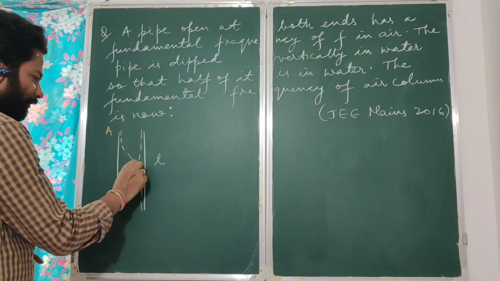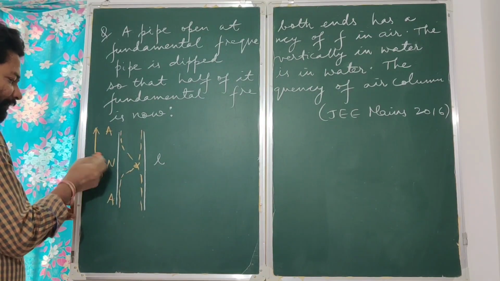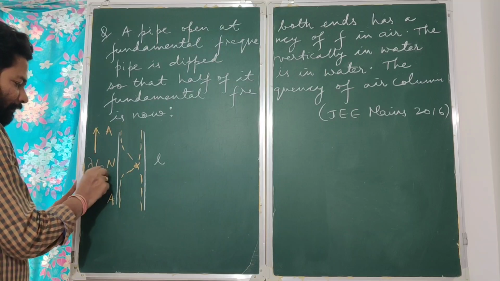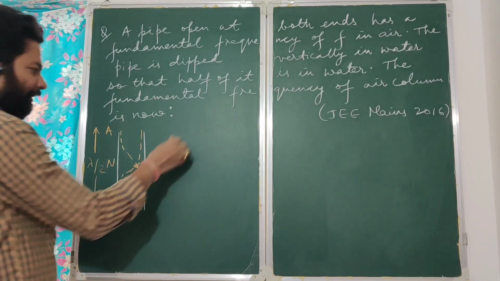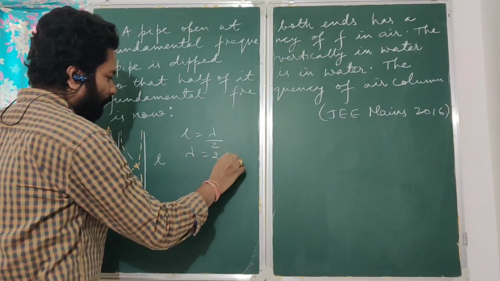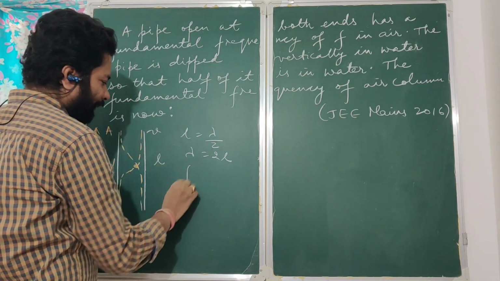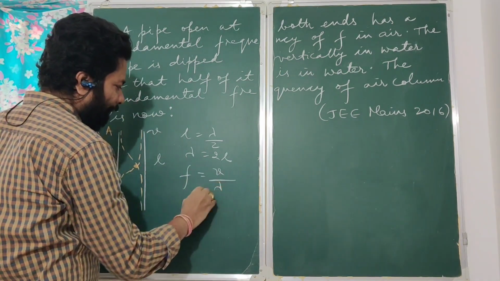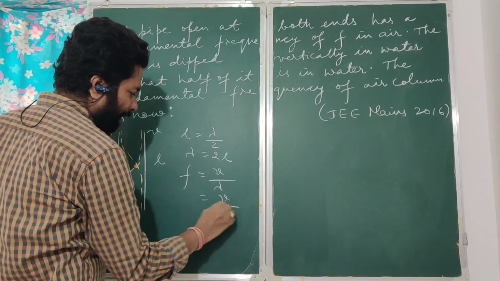And here you will get, this is your node, again antinode. So between two successive antinode or node, the wavelength is lambda by 2. So we can write L is equal to lambda by 2. So lambda is equal to 2L. If V is the velocity of sound in air, then what is the fundamental frequency? V by lambda. So it will be V by 2L.